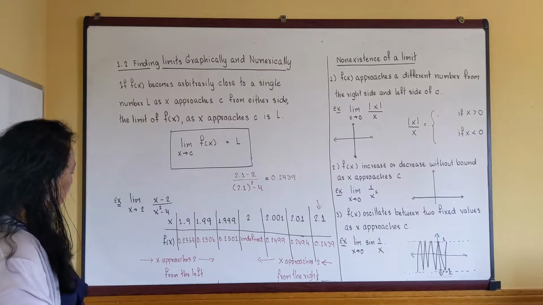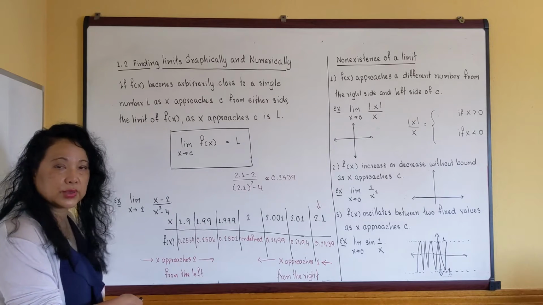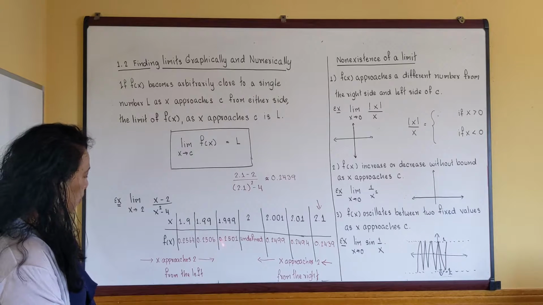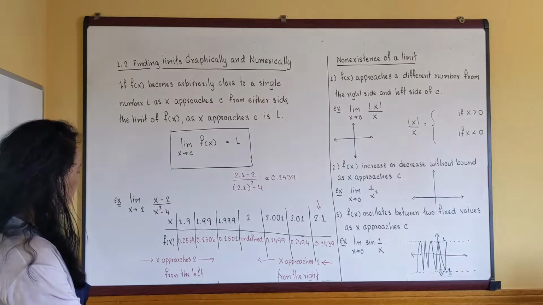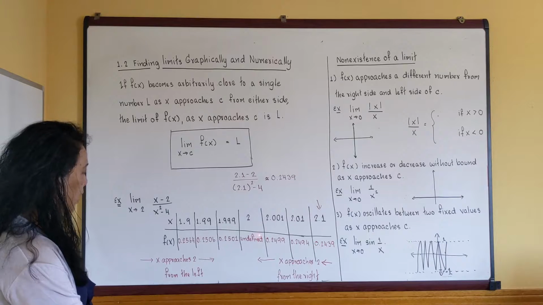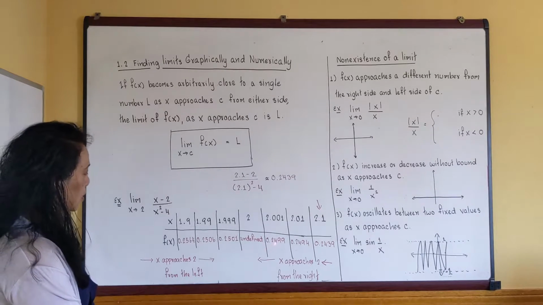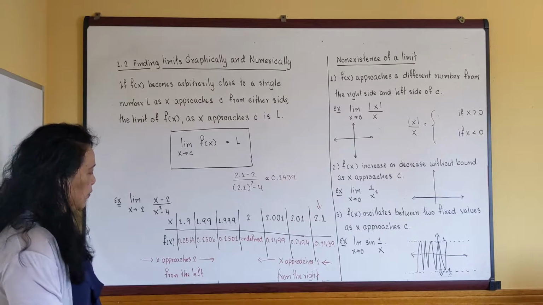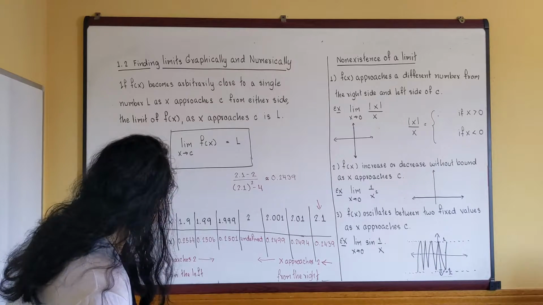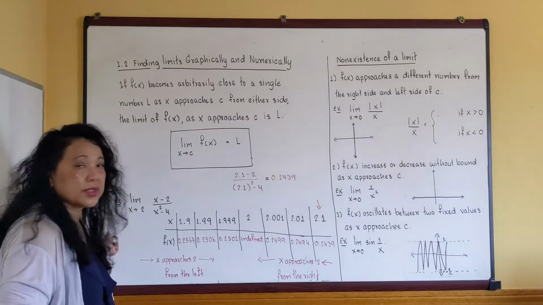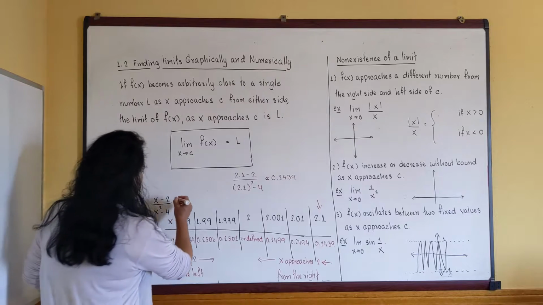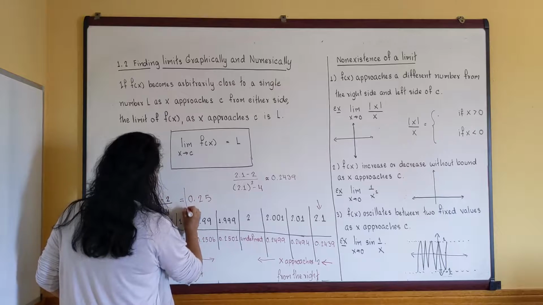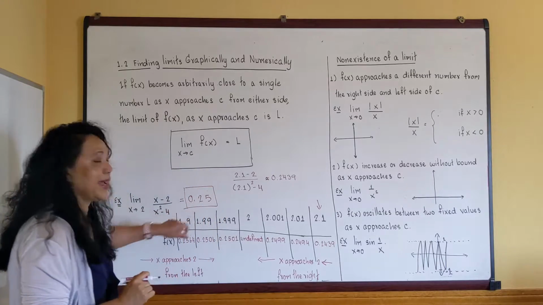As you can see, as x approaches 2 from the left, the number is getting closer and closer to 0.25. As x approaches 2 from the right, the number also gets closer and closer to 0.25. Both of them are almost 0.25, but again x cannot be 2. So the limit of this function as x approaches 2 is going to be 0.25. So this is my L.